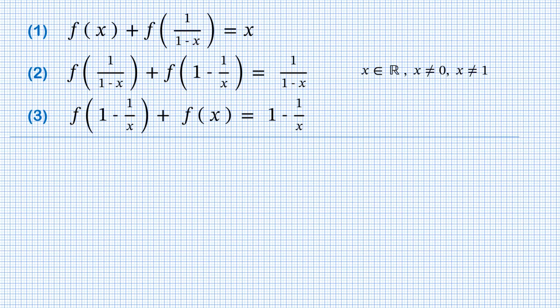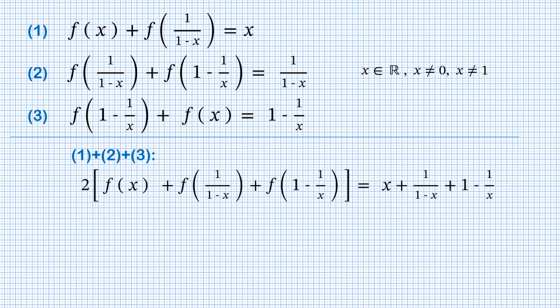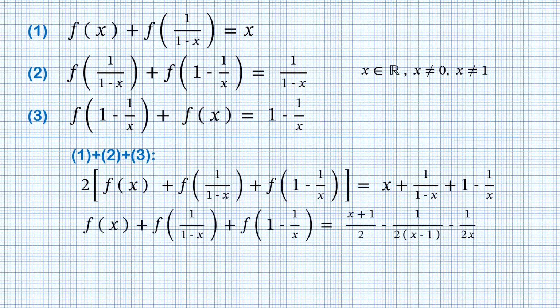We have three equations where each term on the left-hand side appears twice: f of x, f of 1 over 1 minus x, and f of 1 minus 1 over x. So if we add up all the equations, we get twice the sum of the three terms on the left-hand side. And then we of course divide by 2.